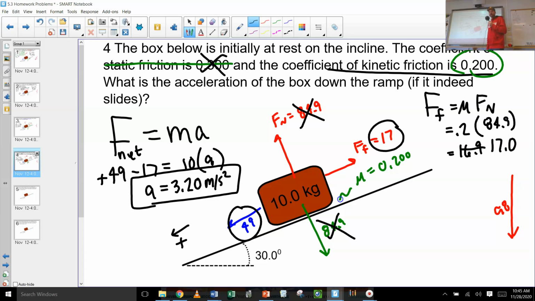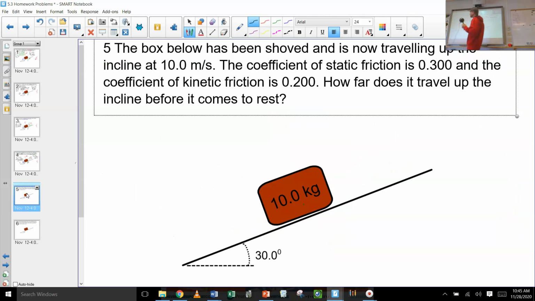There's my acceleration. The next problem, number 5, says the incline has now been shoved and it's traveling up the incline at 10. So everything is the same. I'm just adding on to this problem.